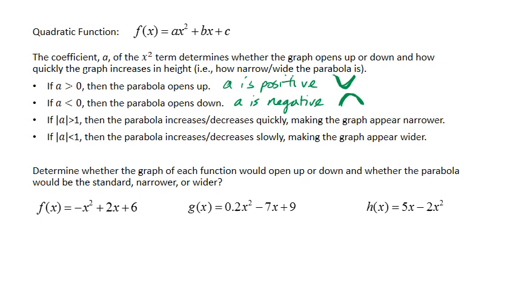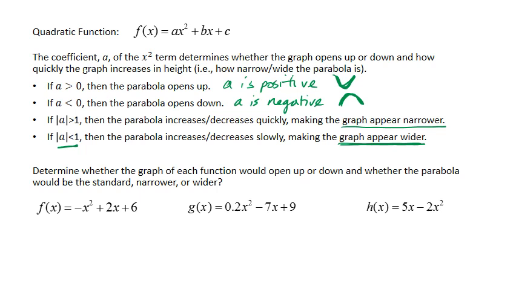So when the absolute value is greater than 1, then what you're going to have is a graph that appears narrower because it's being stretched more by the high value of a. When the absolute value of a is less than 1, so when you have a decimal value less than 1, the parabola is going to move up more slowly or down more slowly, and so the graph is going to appear to be wider. So here's 3 functions. They're all quadratic, and let's use the equations to determine whether the parabola is opening up or down, and whether it's going to be a standard, narrower, or wider width.